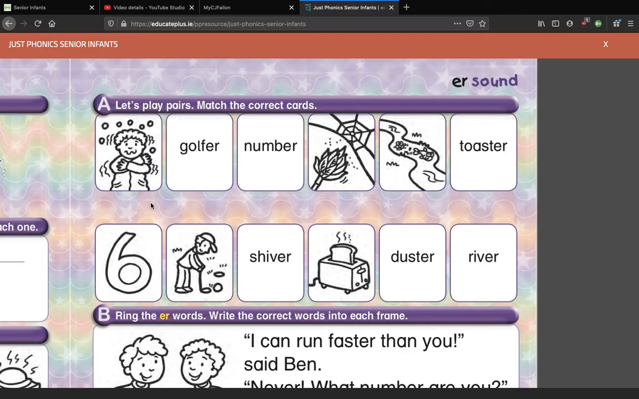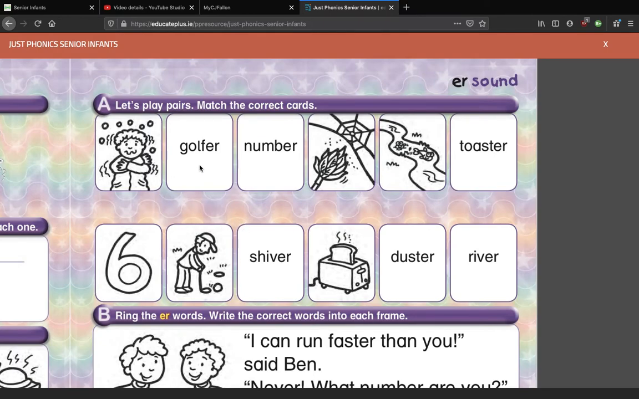River. No, he's not a river. Duster. He is not a duster. Shiver. He is shivering with the cold. So you can draw a little line from him down to shiver.